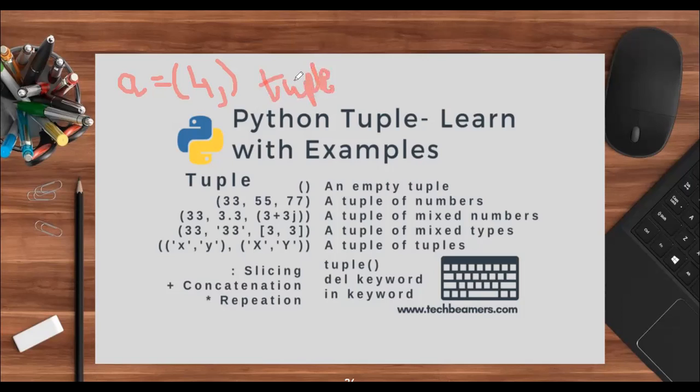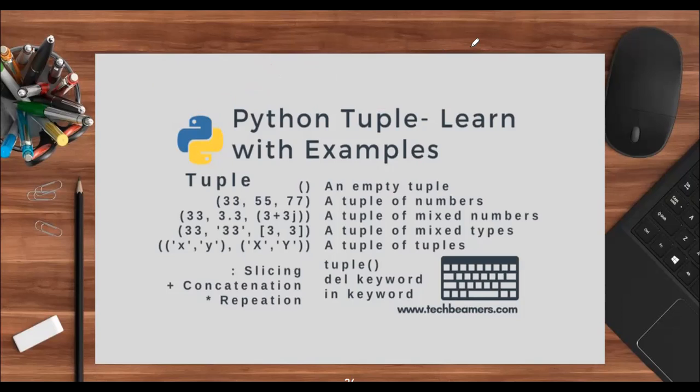Another thing to remember is this: you need to put a comma to make it a tuple. Alternatively, you can also use a function. So I can say A equals tuple, using the inbuilt method. This is absolutely correct to make an empty tuple.